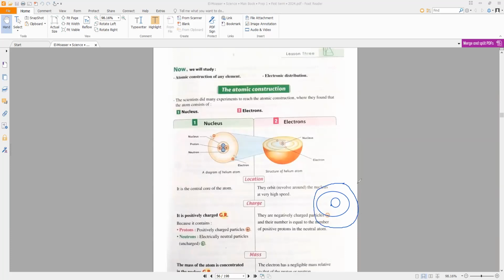So any atom consists of two parts. This is called the nucleus, and the other part is called electrons, which revolve around the nucleus in fixed orbits. Okay, so the atom consists of two parts. The first part is a nucleus, and around the nucleus there are electrons that revolve around the nucleus in fixed orbits. Okay, let's start with the nucleus.